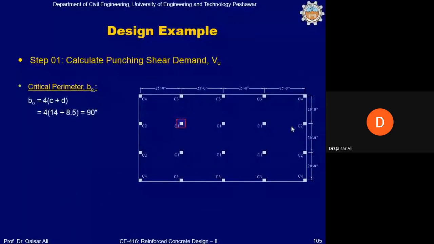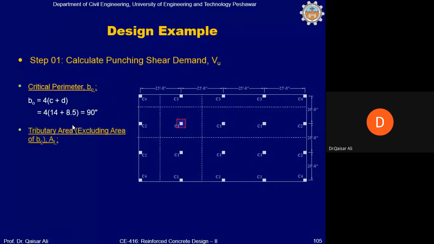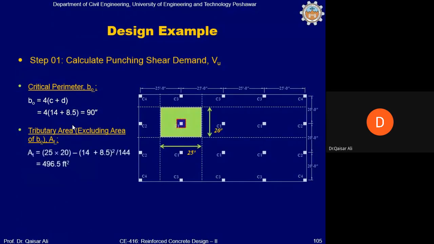Critical parameter for an interior column. You know the size of the column is 14 inch, D is 8.5, so B naught is 19 inch. Tributary area, which means extruding area of B naught, in this manner can be calculated. So the tributary area is 25 multiplied by 20 minus (C plus D) whole square divided by 144, which is 496.5 square foot.